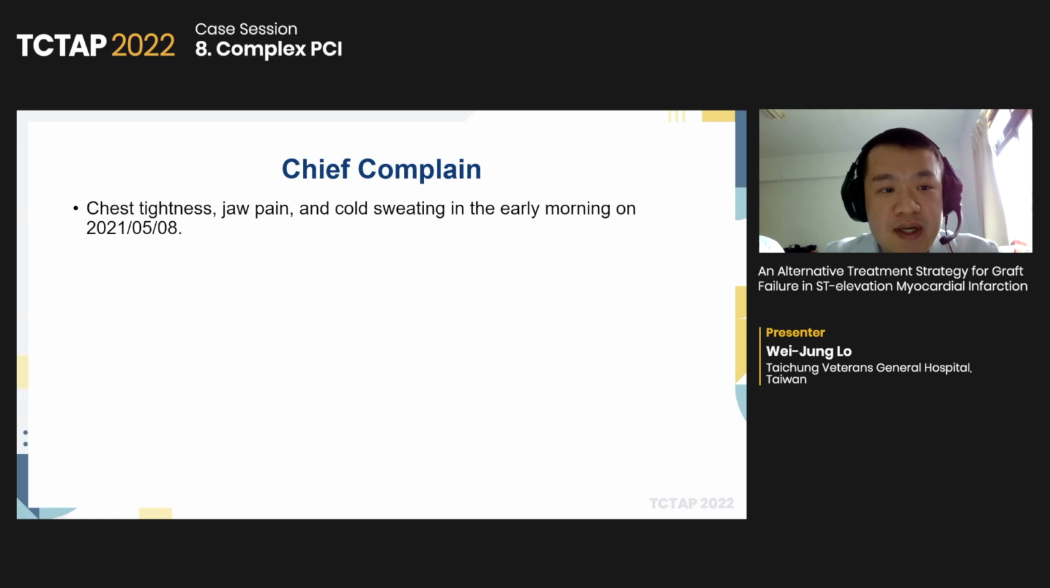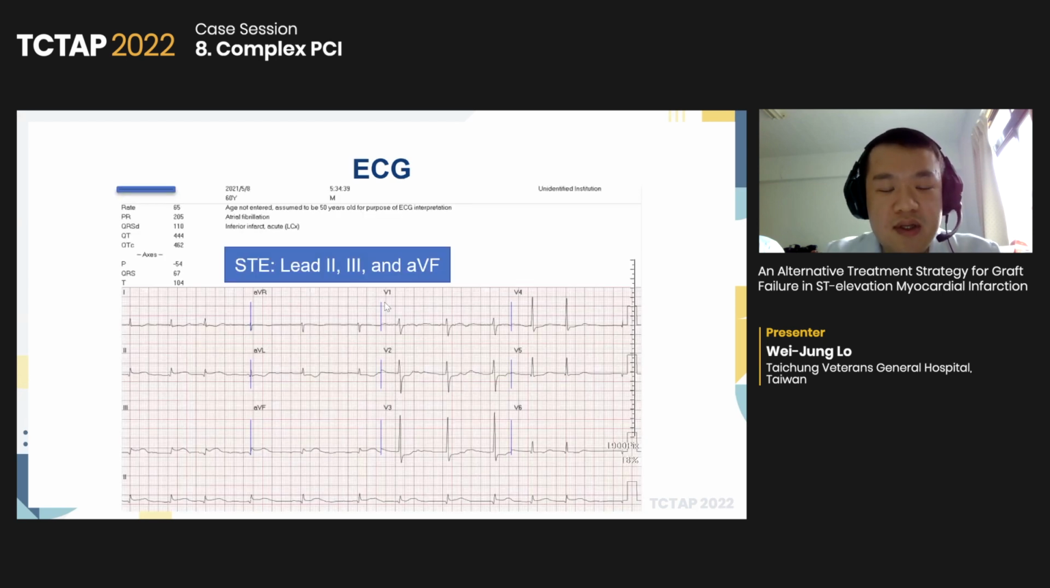He suffered from acute onset chest tightness, jaw pain, and cold sweating in the early morning, and he came to our hospital for help. Initial ECG showed ST segment elevation over inferior leads with reciprocal change over aVL and lead 1. He received primary PCI under diagnosis of inferior wall STEMI.